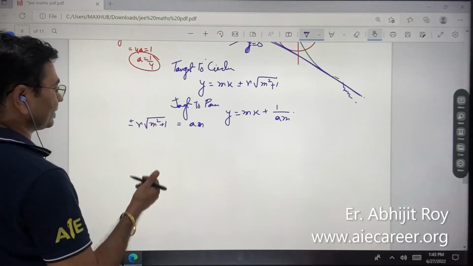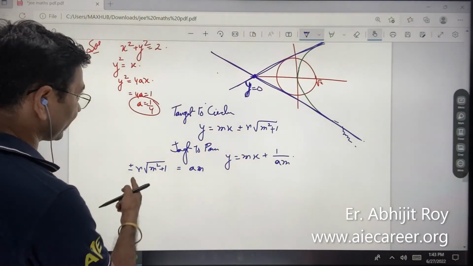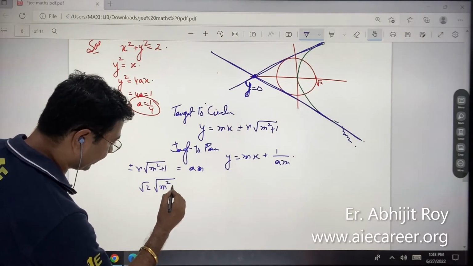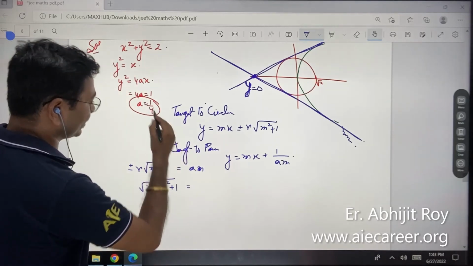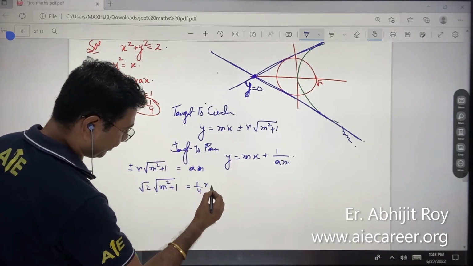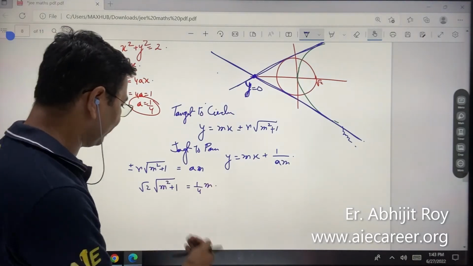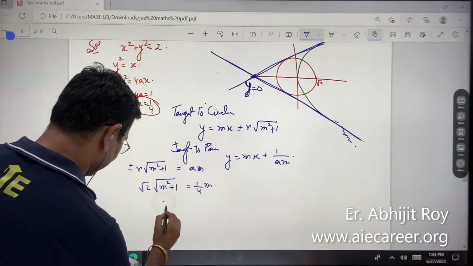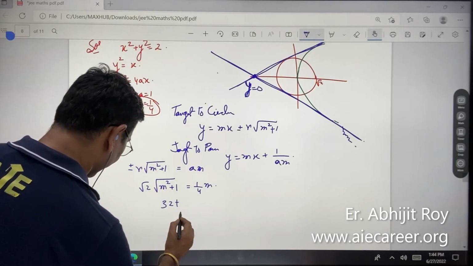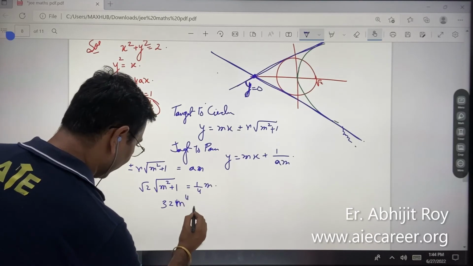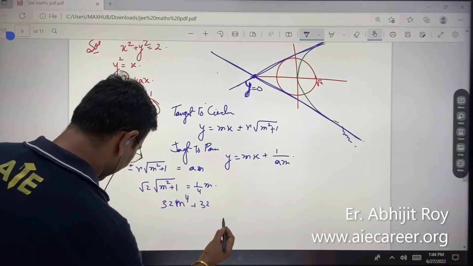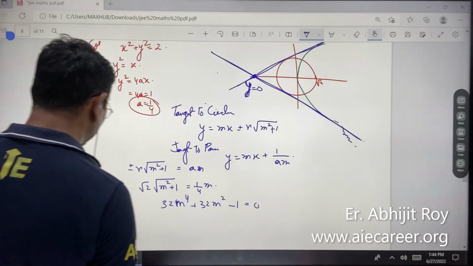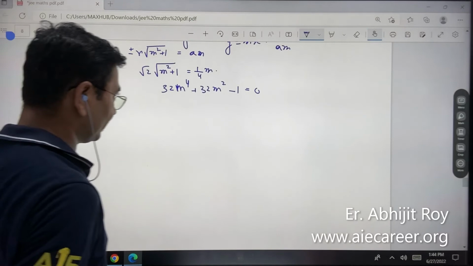If you look at this, I have a circle whose radius is √2. So it is √2 times root of m square plus 1, and a I have just calculated as 1/4, so 1 by 4m. From here you can square both sides and you will get an equation. I get this equation as 32 m to the power 4 plus 32 m square minus 1 equal to 0. So this is the equation you are going to get for m.